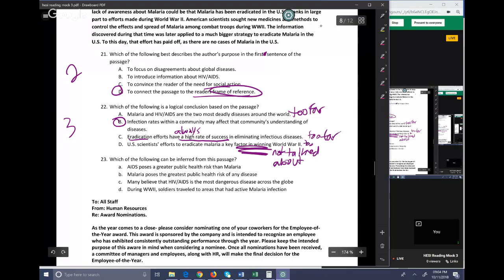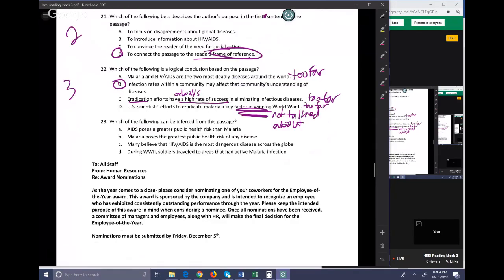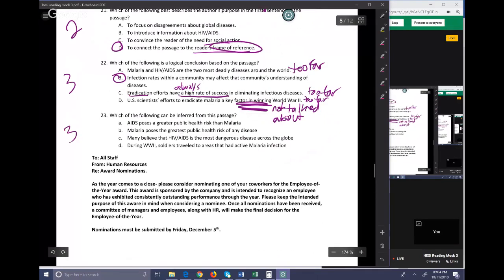But they are saying that the emphasis is winning the war. That is not something that they talked about. 23 is also from reading 3 because it's an inference. The thing we could infer is D.